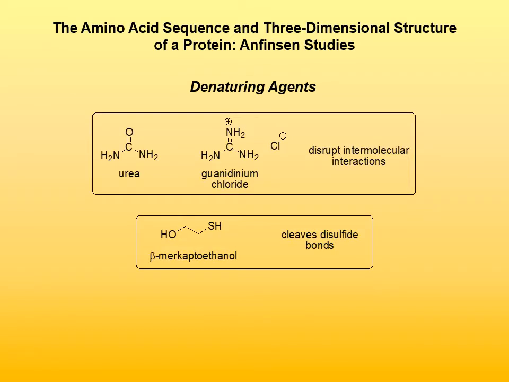And here are some denaturing agents. Those would be agents that form strong hydrogen bonding and strong dipole-dipole interactions. Those are agents such as urea, guanidinium chloride, and then there is different type of reagent, that's beta-mercaptoethanol. That one cleaves disulfide bonds. So it cleaves disulfide bridges between different protein chains or within the same protein chain. In case of ribonuclease, there are 4 disulfide bridges within the same protein chain.